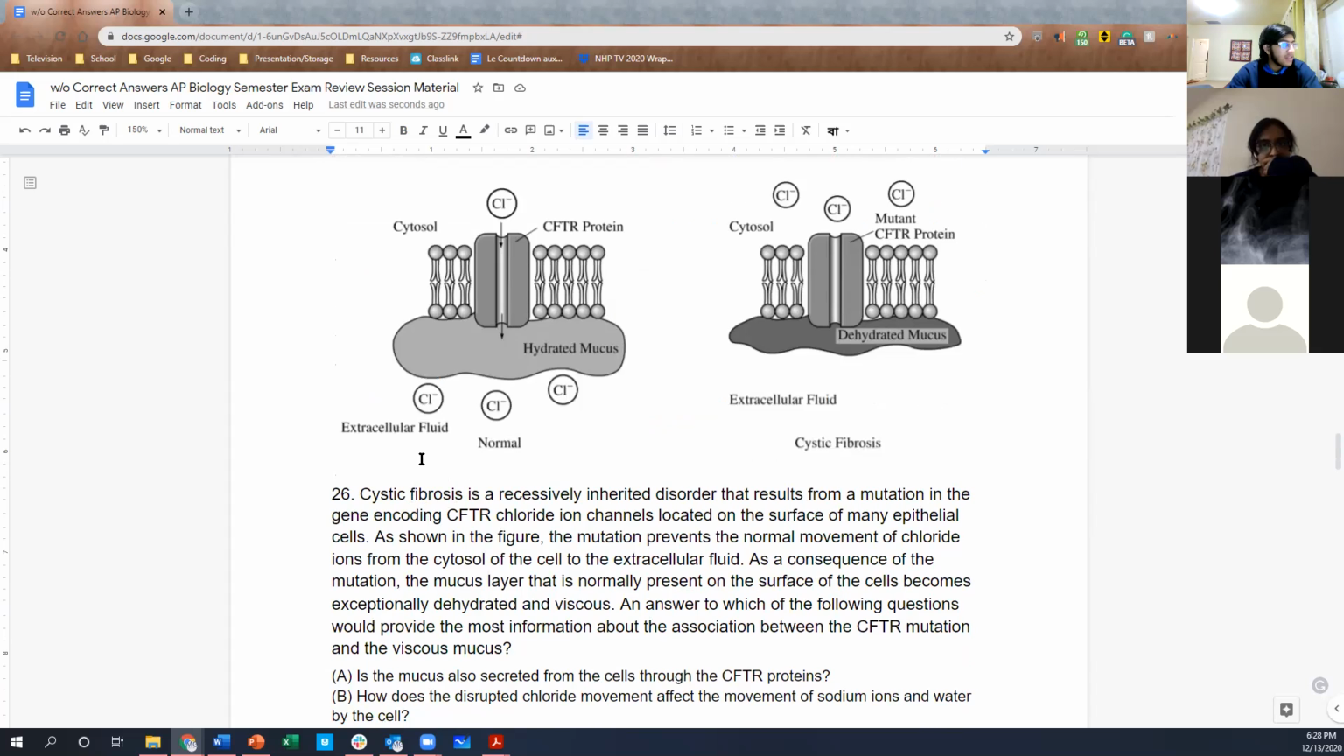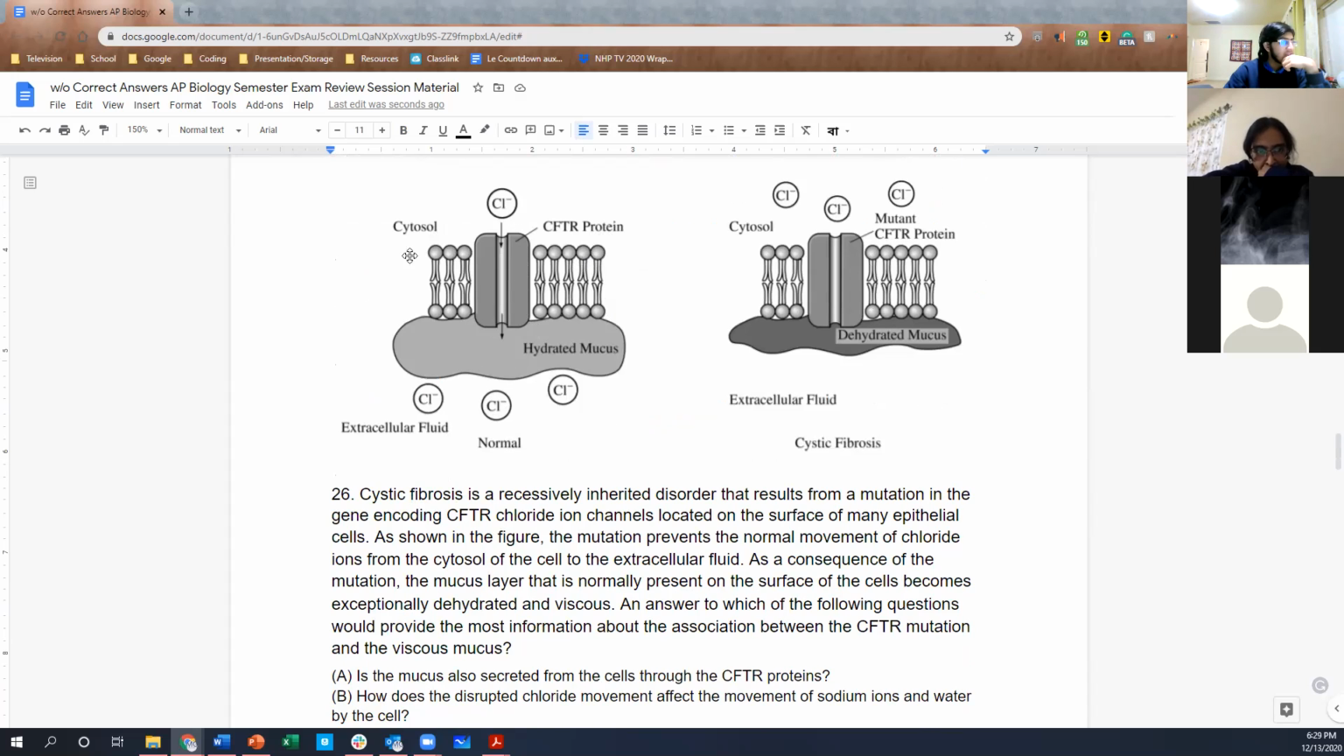Okay. Diagram. Also fun. All right. Sorry, I just need to digest the diagram a little bit. So on the left, we have some mucus. We have a phospholipid bilayer. This is the inside of the cell, and this is the outside of the cell.